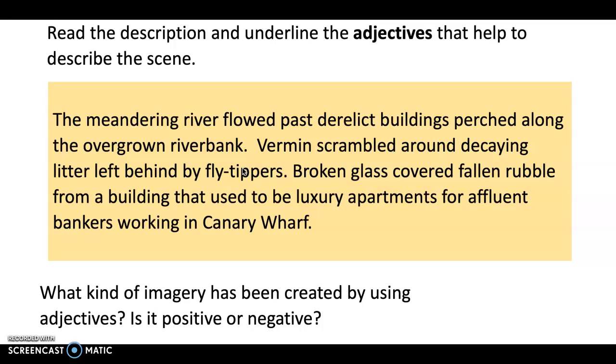Read the description and underline the adjectives that help you to describe the scene. The meandering river flowed past derelict buildings perched along the overgrown riverbank. Vermin scrambled around decaying litter left behind by fly tippers. Broken glass covered fallen rubble from a building that used to be luxury apartments for affluent bankers working in Canary Wharf. You're going to underline the adjectives, so words that you think pop out to you that describe nouns.